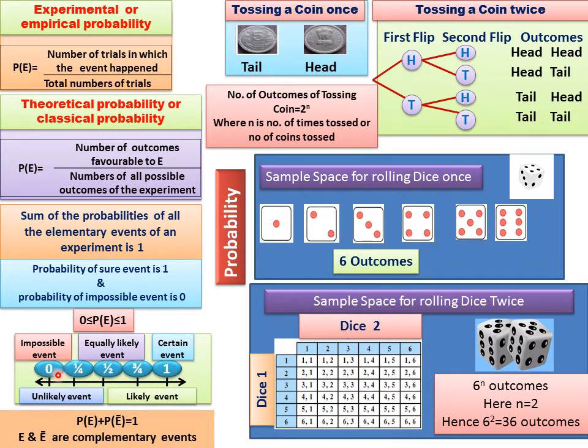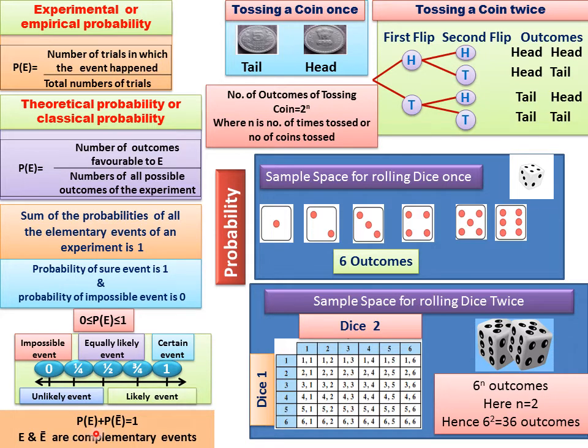On the scale between 0 and 1, if the probability of an event is 0, then it is called an impossible event, and if the probability of an event is 1, then we can say that it is a certain event. If it is half, then it is called an equally likely event. If the probability of an event is less than half, then it is called an unlikely event, and if it is greater than half, it is called a likely event.